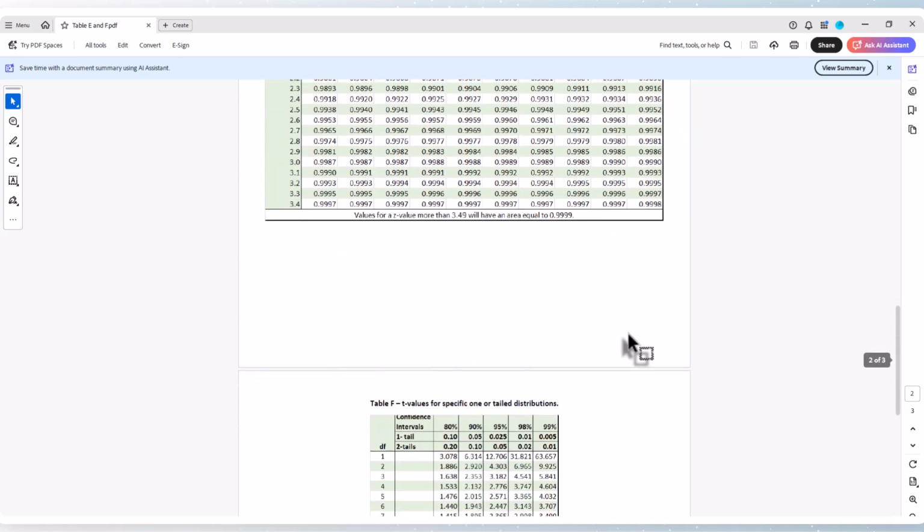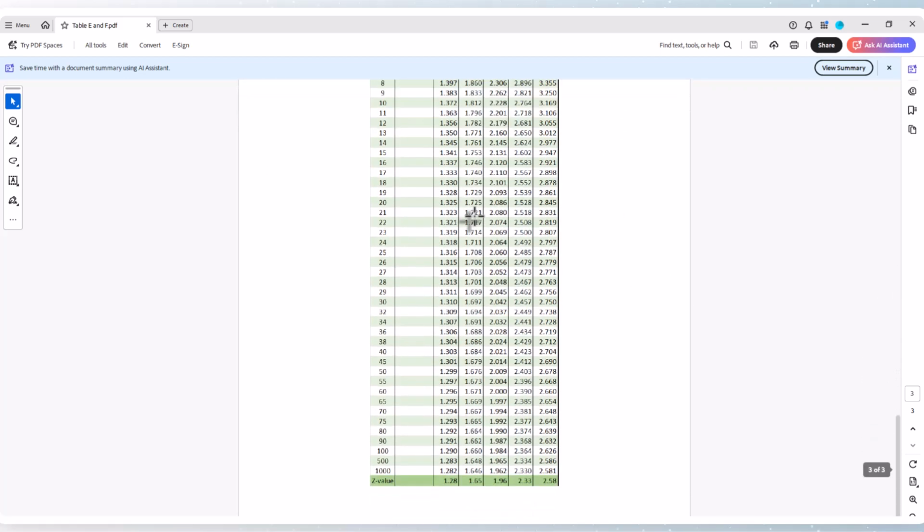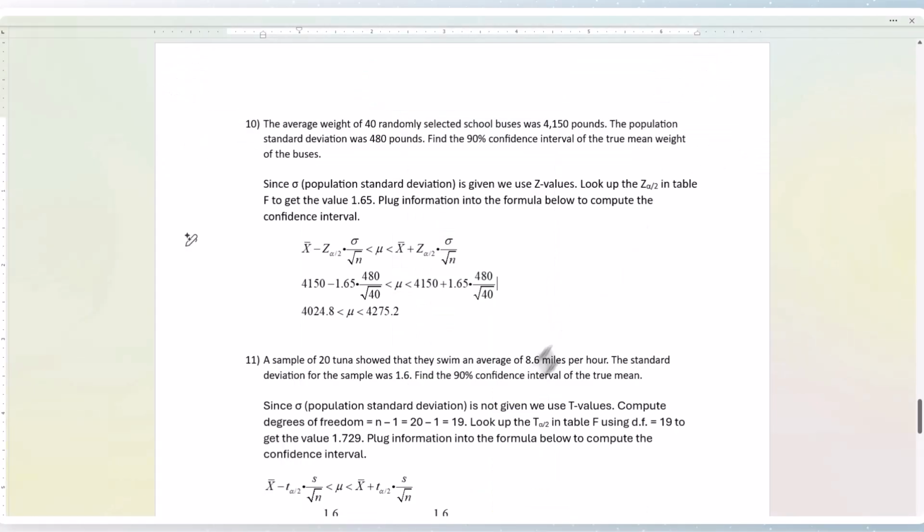We look up the z-value, 90%, go down to the z-value, 1.65. So we plug that information into the formula. X bar is 4,150. Z is 1.65. Standard deviation 480. N is 40.